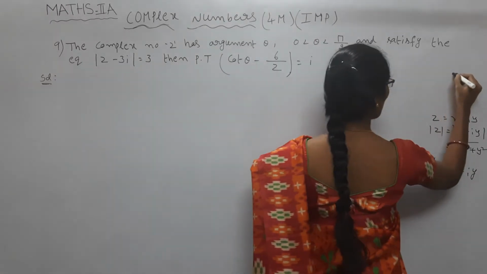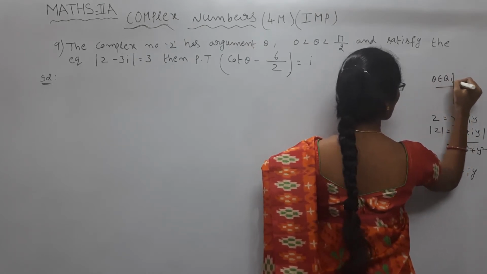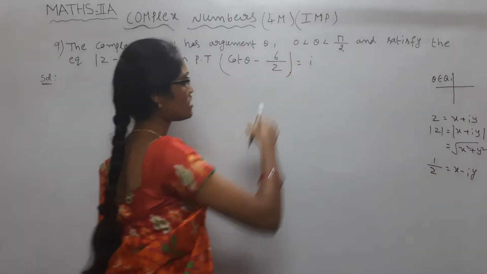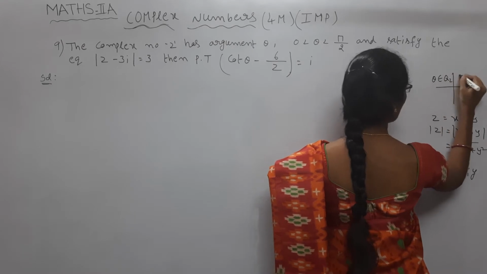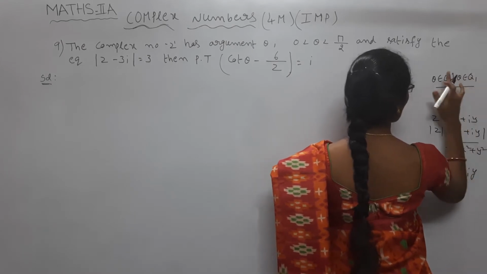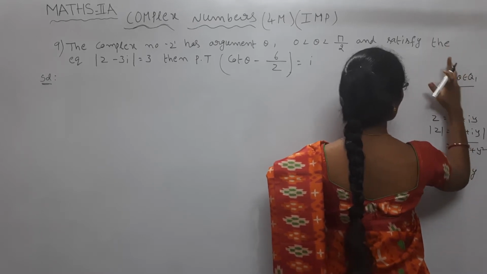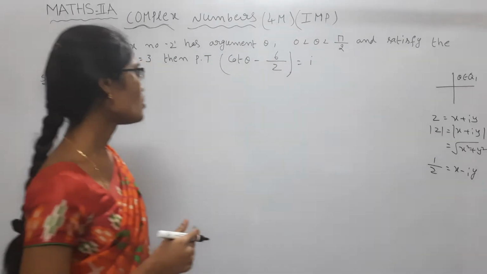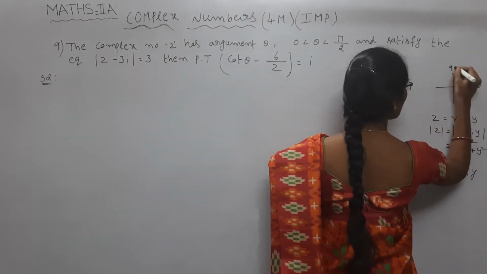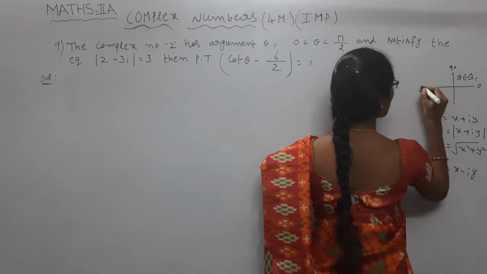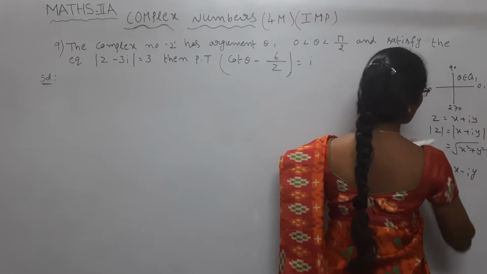0 < theta < 90, so theta belongs to the first quadrant. This is the second quadrant. In the first quadrant all are positive. So theta lies between 0 and 90; then 180, 270, 360.